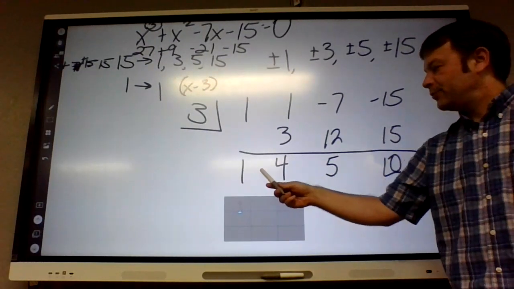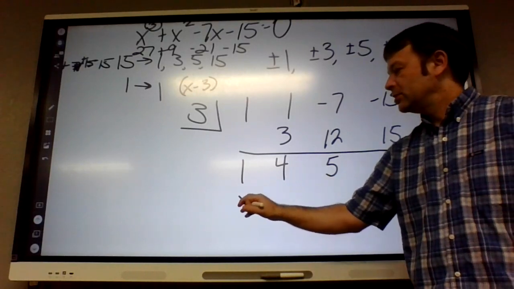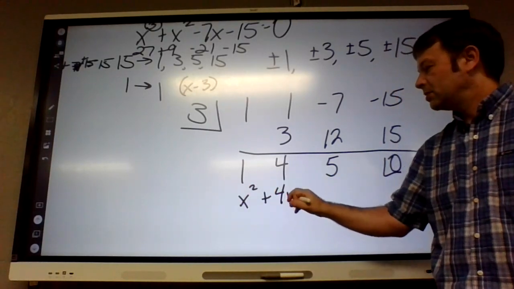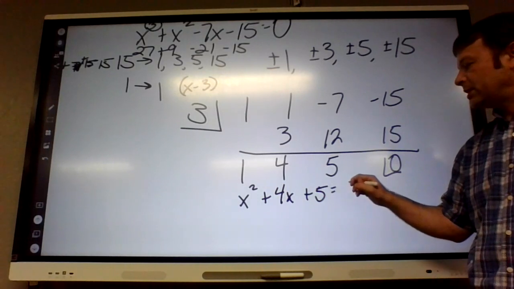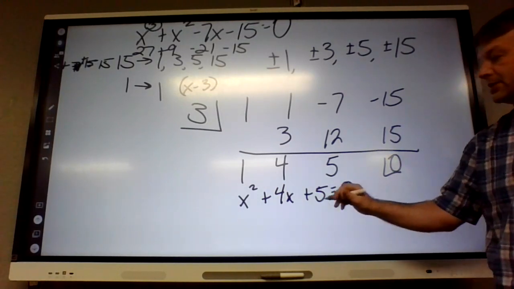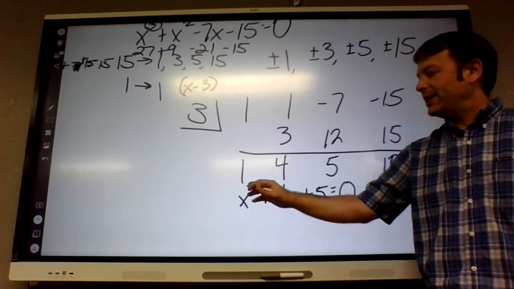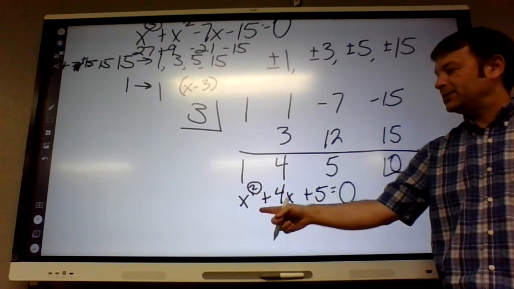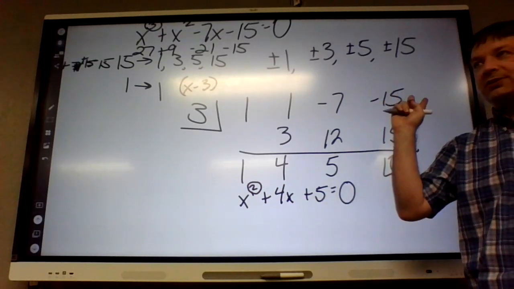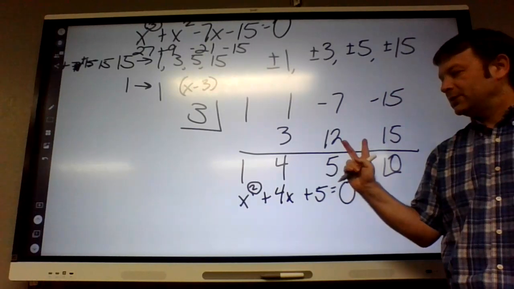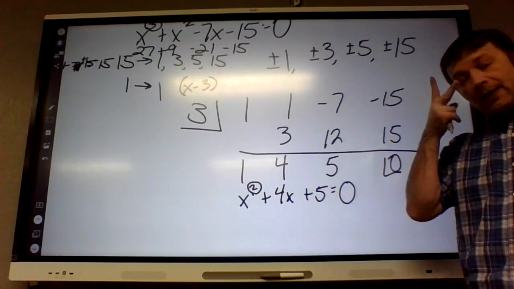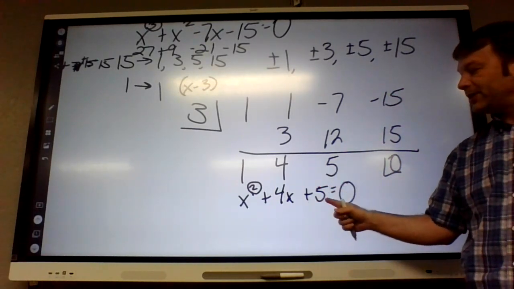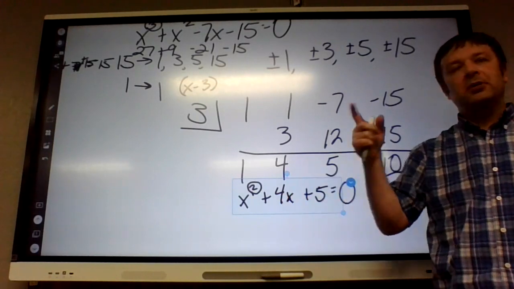So what does this 1, 4, 5 mean? Okay, and I want it to equal 0. So this is now a quadratic. It's an x squared, so what are the 2 ways to solve quadratics? Factoring and quadratic formula. Does this factor? Do 2 things multiply into 5 that add up to 4?